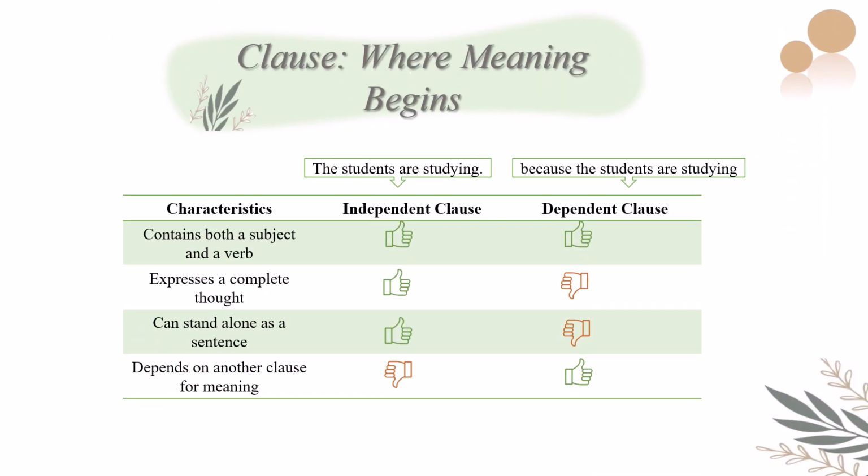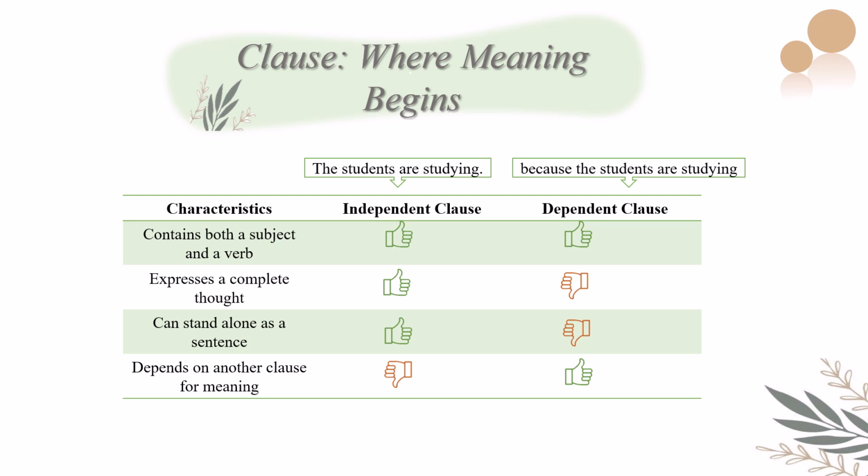And now we arrived at clauses, where meaning actually begins. However, not all clauses are equal when it comes to meaning. Let's take a look at this table where we compare the two main types of clauses, dependent and independent. As you can see, both types contain a subject and a verb. That's what makes them clauses in the first place. However, the differences lie in whether they express a complete thought.